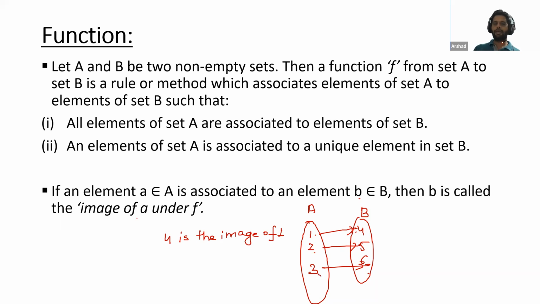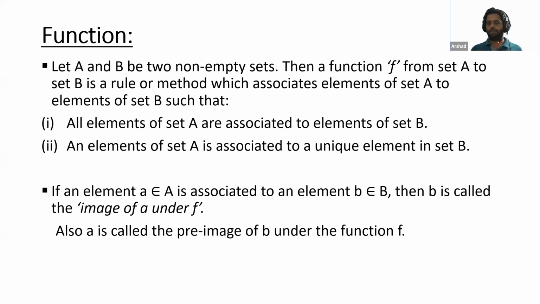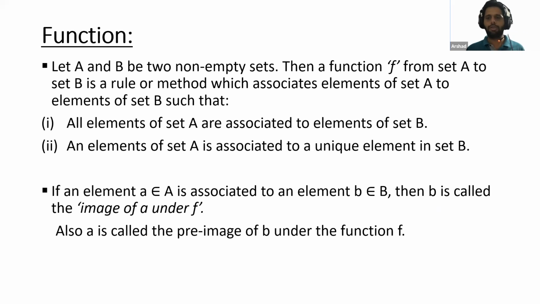Okay, so if an element a belongs to A is associated to element b belongs to B, then b is called the image of a under F. And then a is called the pre-image of b. Okay, b is called the image and a is called the pre-image of b under the function F. Okay, I hope you have done this in class 11th also. So this is clear, Atif and Huzefa? Yes, sir.